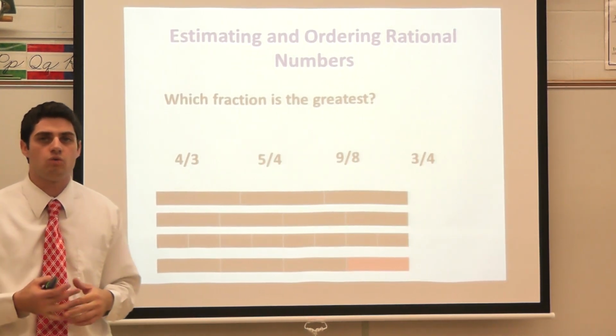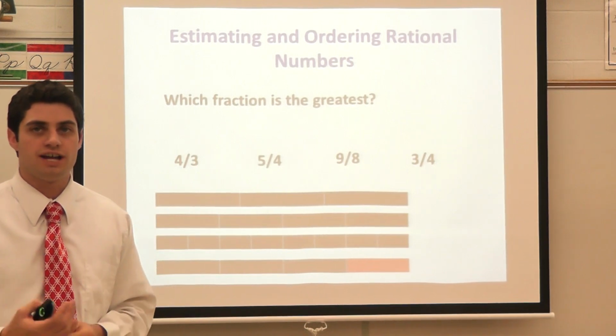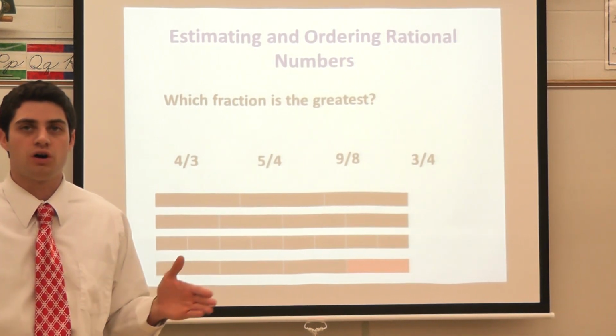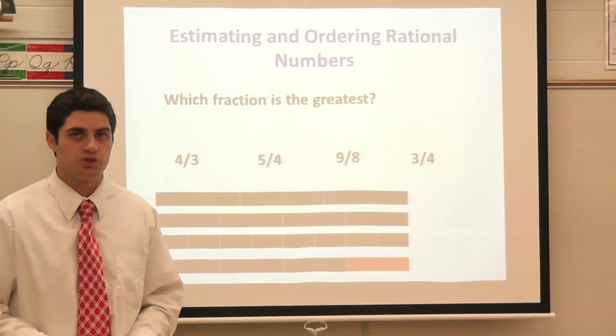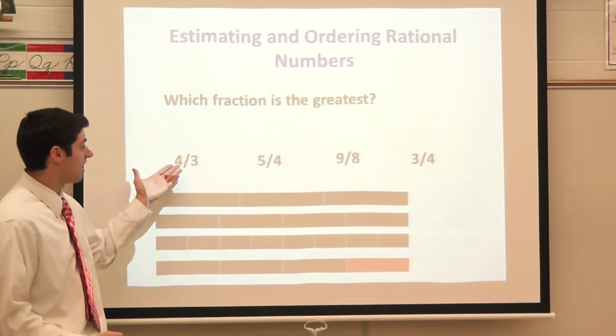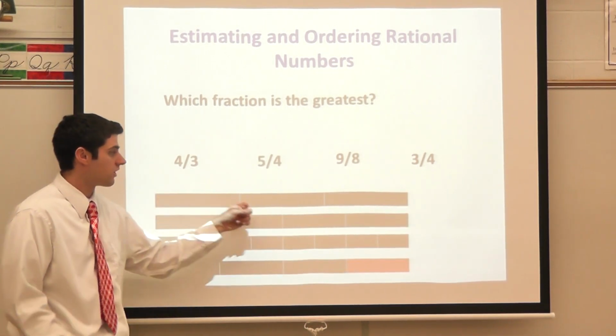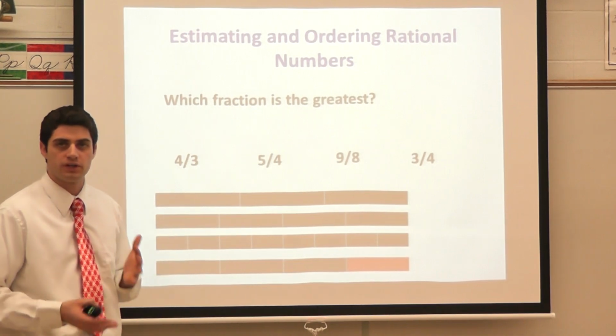So think about when you're looking at these fractions, your denominator is kind of how many equal parts you have to break it up into. And then the numerator tells you how many total parts. So we would have 4 thirds. And then we can take a look at that.